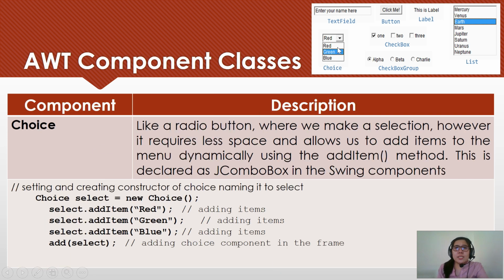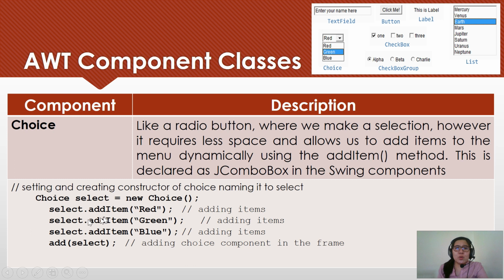For choice, this is the combo box, but for AWT, it is identified as choice. It is like a radio button where we make a selection. However, it requires less space and allows us to add items to the menu dynamically using the add item method. This is declared as JComboBox in the Swing components.